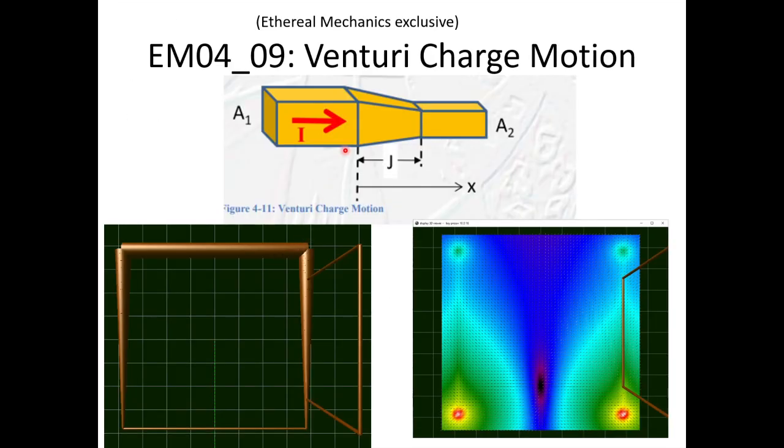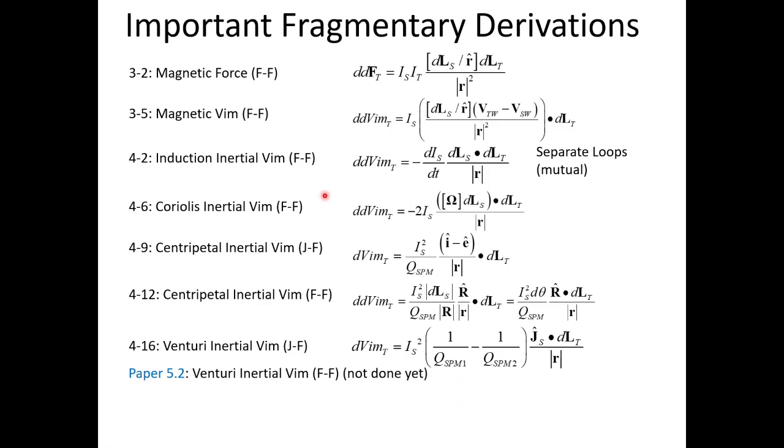Okay, then we have the Venturi charge motion, where if you have a tapered section of copper, the charges are going to accelerate. And we can see that as this taper. Down here, where the charges have to go around the corner, we have the electrogravitic effect. Okay, and then here's our pickup coil. So in this picture here, the sensor film is between the source coil and the pickup coil. Okay, after this video, we add the Venturi inertial VIM.